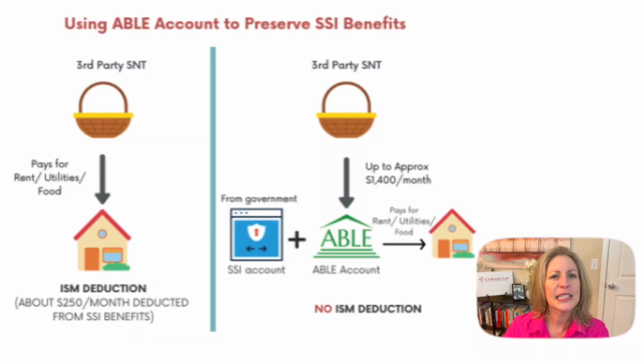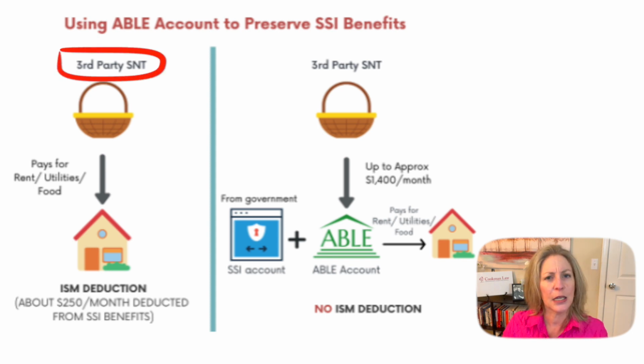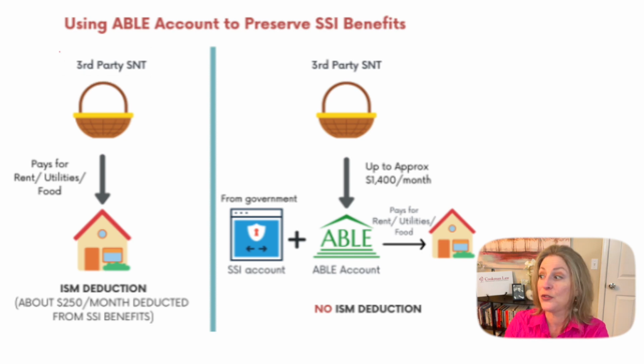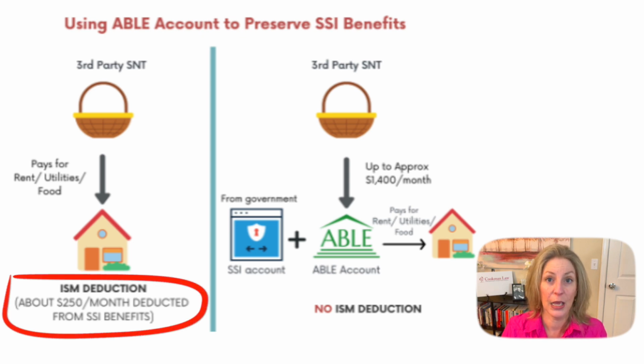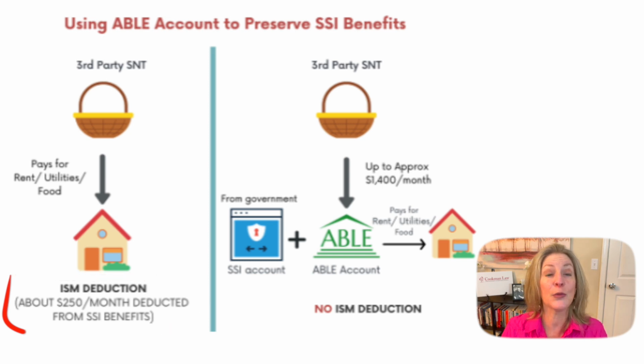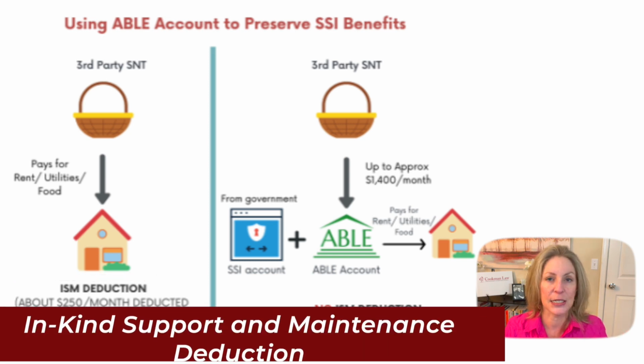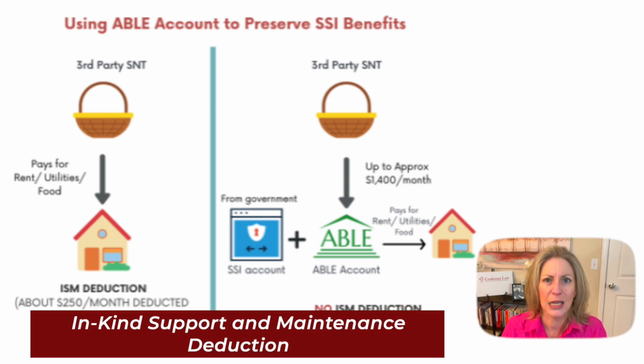Okay, one other thing I want to talk about in a difference between ABLE accounts and special needs trusts. So this involves SSI, Supplemental Security Income. So you'll see over here, we have our third-party special needs trust. Let's say that parents died. The third-party special needs trust is funded, and now that trust is being used to pay for food and housing, which is fine, right? The problem is it actually reduces the recipient's SSI check by about 1/3 of the federal benefit rate, which is, let's say, $250 or $300 per month. And so that's money that the beneficiary is not receiving. We call that an ISM deduction, in-kind support and maintenance deduction. It's kind of a bummer.